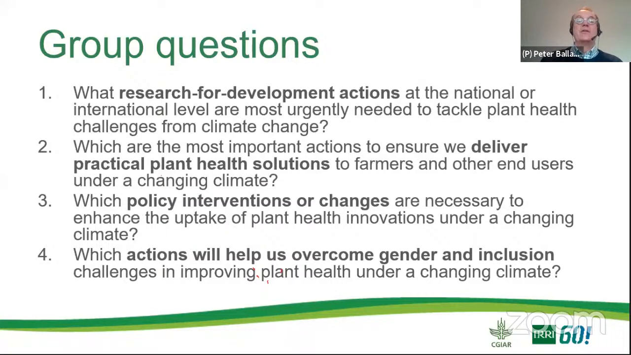The first one is, what are the research actions that we need to take to tackle plant health? Yes, the first is about research. The second one is about delivering and reaching the people on the ground who are really working on planting and growing. What are the most important actions to ensure that we deliver practical plant health solutions? The third question is around policy interventions and policy changes. What are necessary to enhance the uptake of plant health innovations? Finally, gender inclusion. What actions can we take to overcome gender and inclusion barriers?